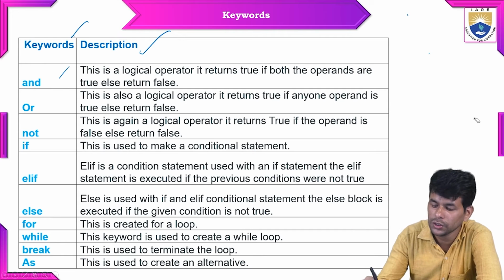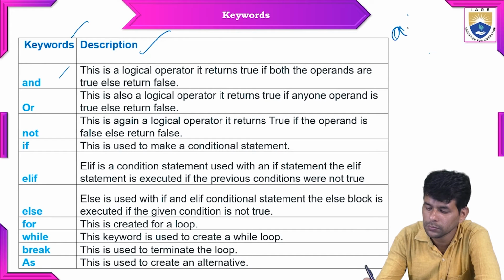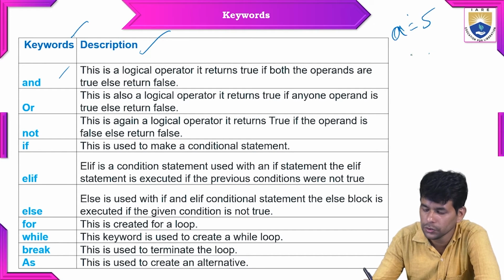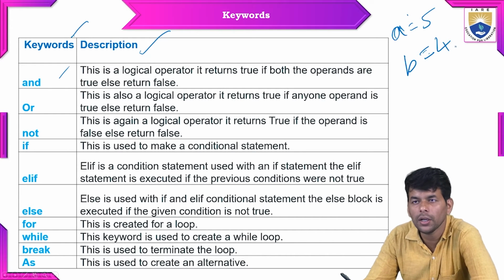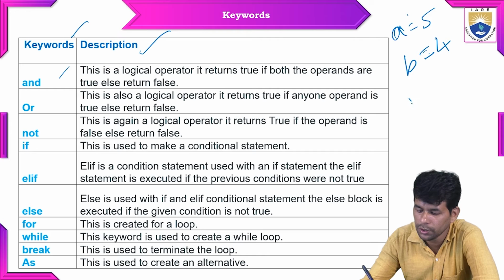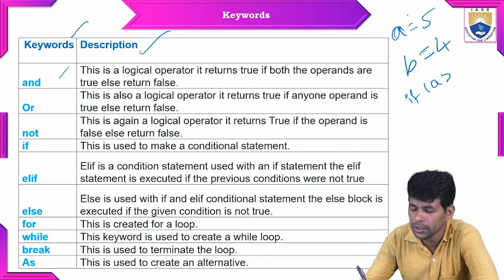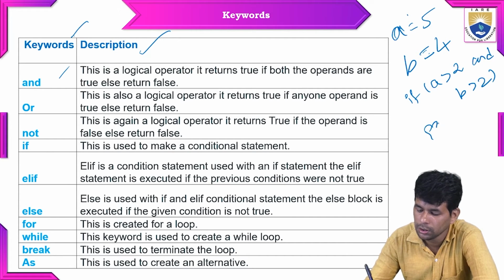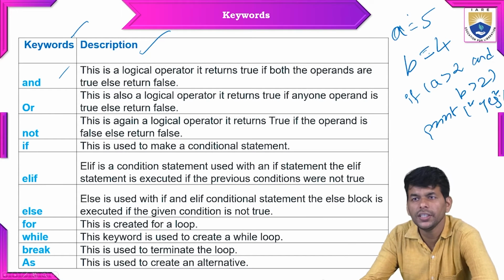So let us see here. A equal to 5, B equal to 4. If I take one if statement here: if A is greater than 2 and B is greater than 2, then print yes. So let us see here.